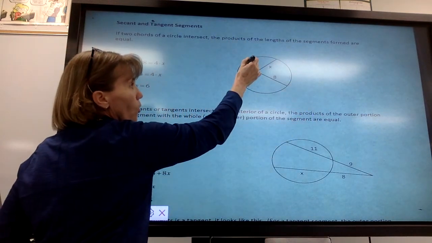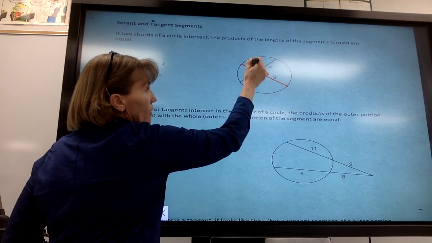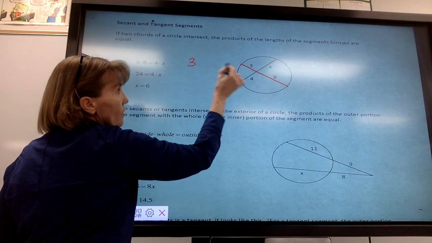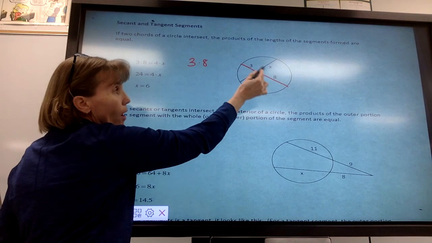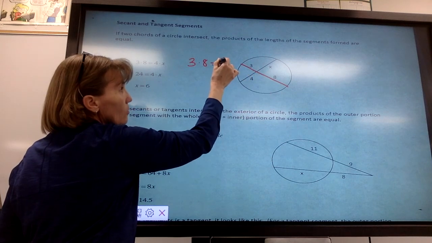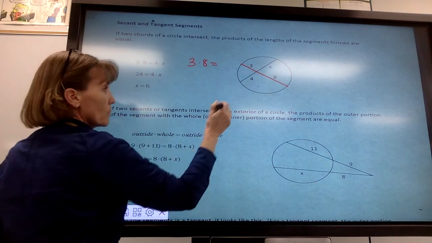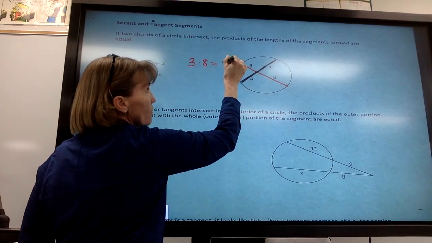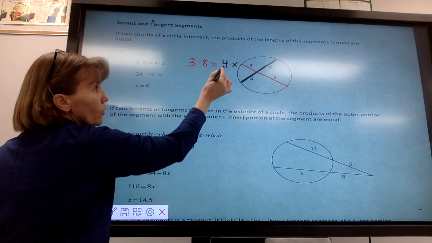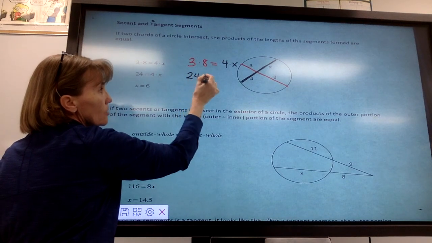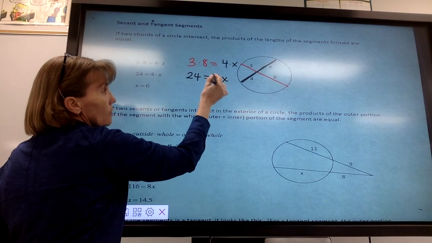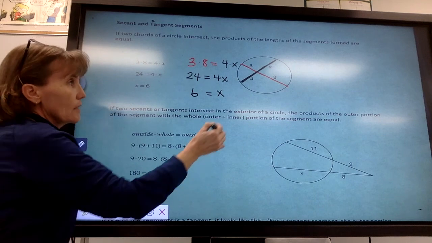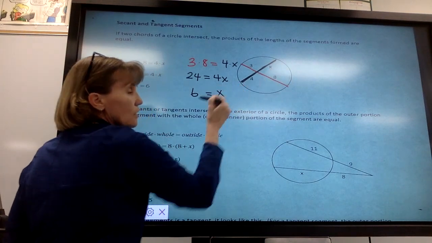When we take these chords, the product of the two pieces of the chord, so one piece is 3, times 8, that product, means we're multiplying, is equal to this product. If we take the second chord, we take the product of its pieces, we get 4 times x. Those two are going to be equal to each other. So if I solve that, 24 equals 4x. Divide both sides by 4. So x equals 6. This little portion is 6 units.